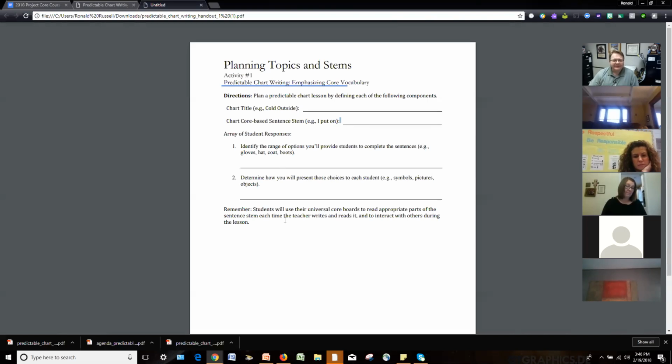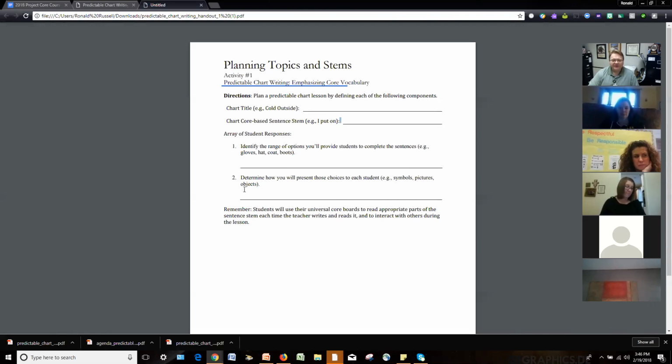They also talked about a range of options to help students complete the sentences. So in the one example that they showed you visually, the put on example, getting into winter clothes, gloves, hat, coat, boots, how would you present those options? Symbols, pictures, or objects. They were pointing out that some students might need more concrete examples like objects.